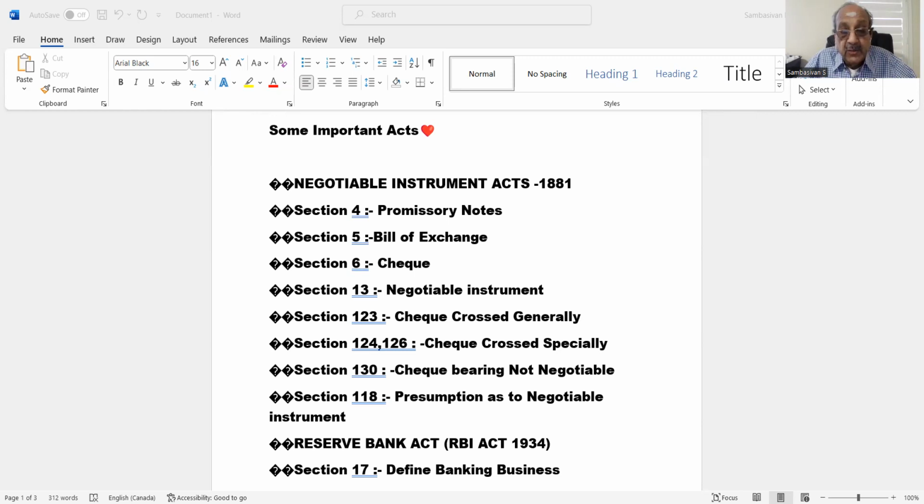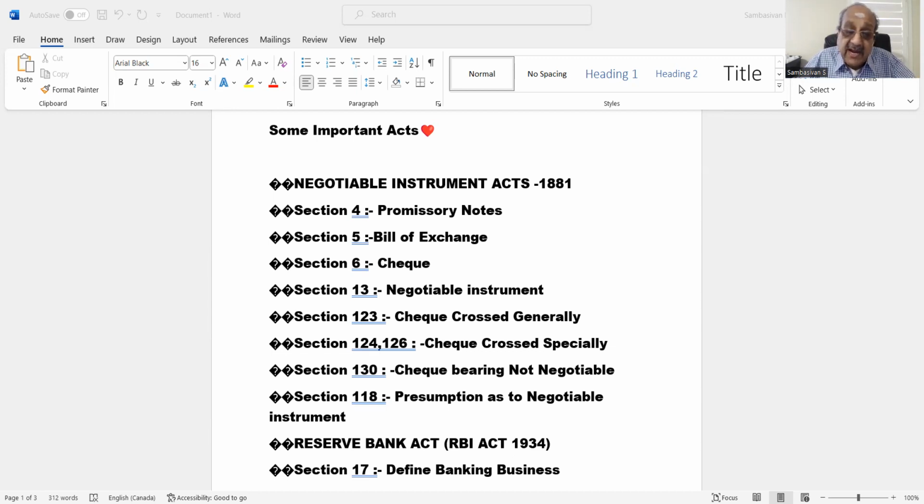Section 22, usance instruments attract grace period. That is, if a bill is drawn payable after 3 months from date, in effect, it is payable 3 months and 3 days after date. If a bill is drawn on, say, 14/7/2023, it is actually payable on 17/7/2023.